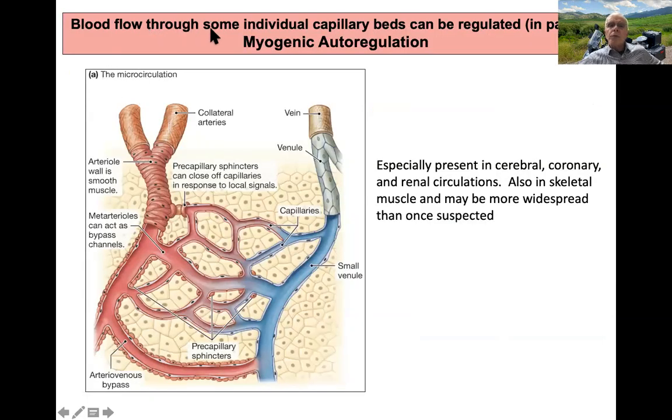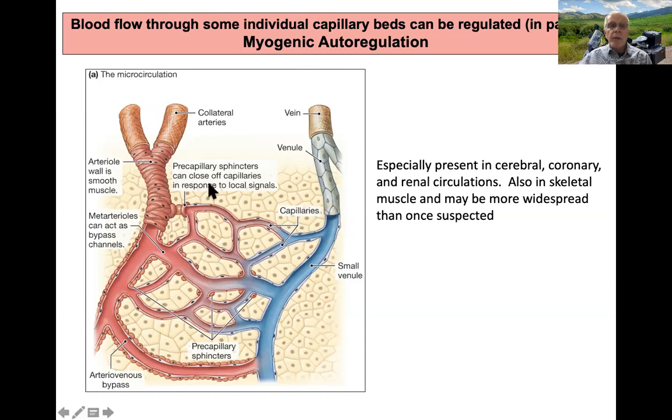Blood flow through some capillary beds can be regulated by something called myogenic autoregulation. Now, that's a mouthful, but I've put it into a title because what I want to say about that is that this is independent of neural regulation. It is the response within a capillary bed to changes in things like carbon dioxide and oxygen and hydrogen ions to regulate blood flow through capillary beds.